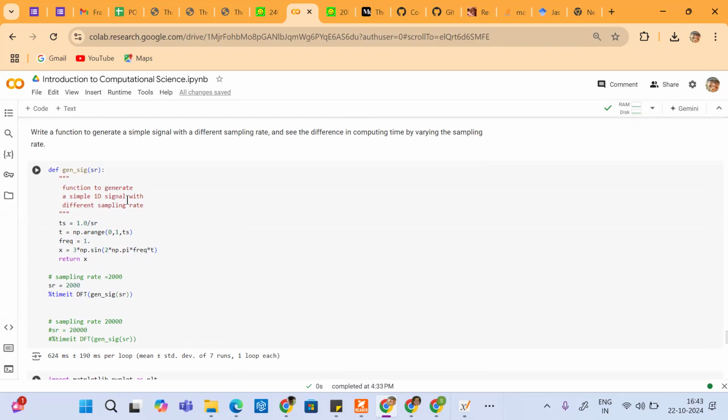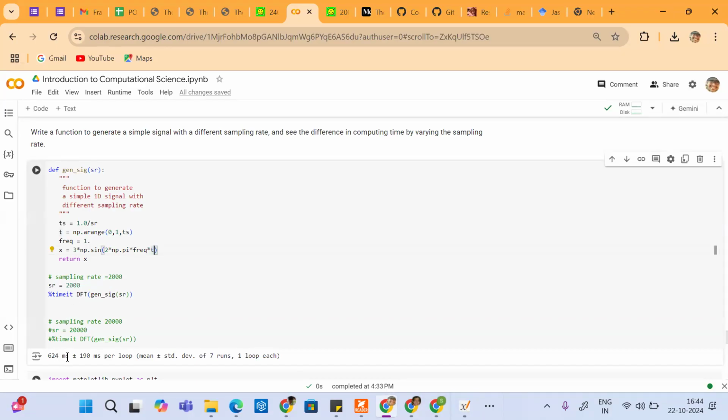So this is a function to generate a simple 1D signal with different sampling rates. Okay, and we are using DFT in that. So you can see I have used one signal, that is amplitude is 3 and frequency is FREQ. What is the value of frequency? 1. Freq equal to 1. So you can see it is 3 sine omega t, 3 sine 2 pi ft. We are plotting that, and there are 2000 sampling points.